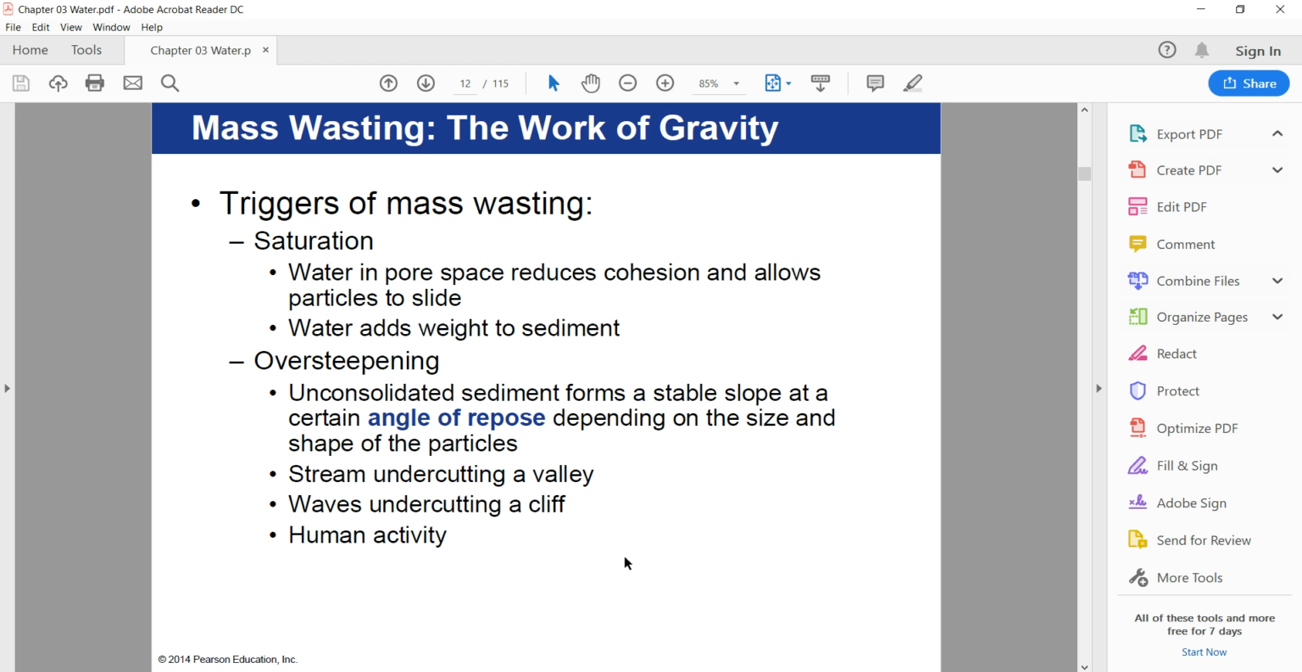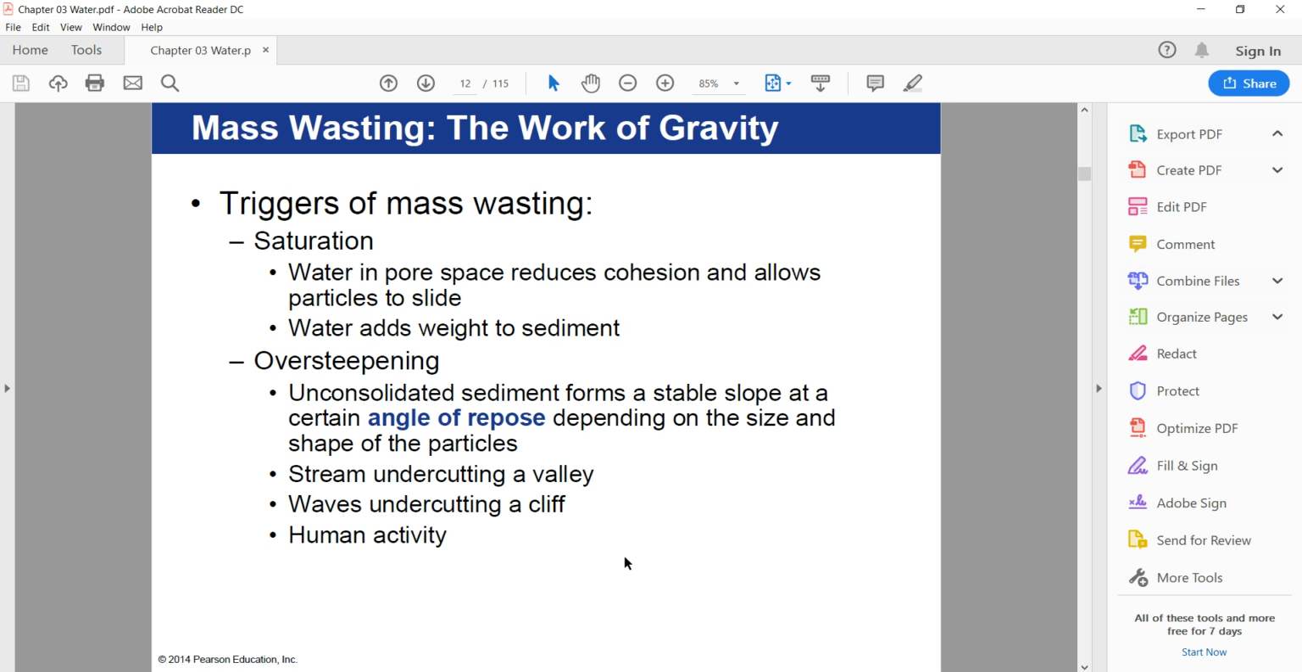The angle of repose is the maximum steepness a hill can sustain without undergoing mass wasting. So this is a stable slope at a certain angle of repose, depending on the size and shape of the particles. You might have seen all of these flyovers. The side of these flyovers has a certain angle of inclination, and that angle certainly depends on the size of the material that was used to build the side of these flyovers. You can look at 408 or 436. It's just the side that has a certain angle of inclination.